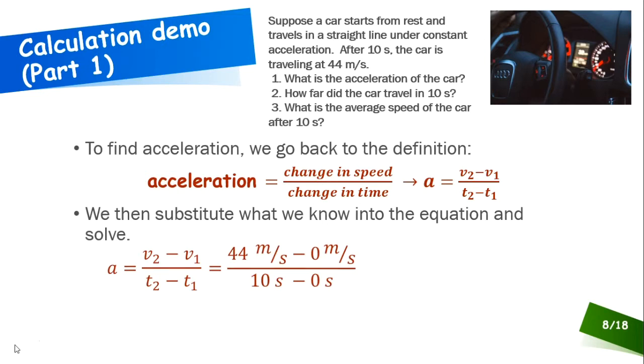So the velocity at position 2 is the 44 meters per second that we see in the problem statement. The car travels from position 1, which is where it's at rest, to position 2, where it's traveling 44 meters per second. So the velocity at position 2 is 44 meters per second. The velocity at position 1 is 0. Again, it's starting from rest. The time at position 2 is 10 seconds. The time at position 1 is 0 seconds.